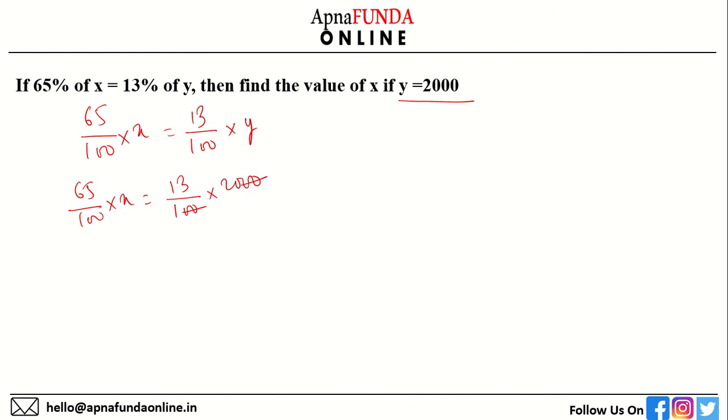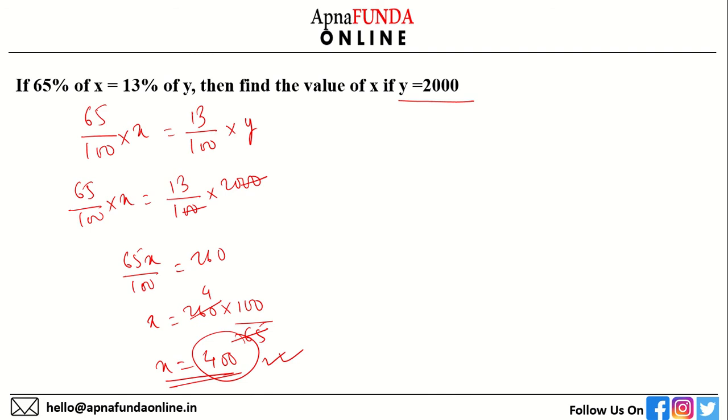Simply cancel this. Okay, 65x by 100 is equal to 13 into 20 gives me 260, right? 13 into 20 gives me 260. So x is equal to 260 into 100 by 65. This will go for 4. So x is 400. So we had to solve for x. So my final answer is 400. I hope you have solved along with me and this is the answer that you have got.